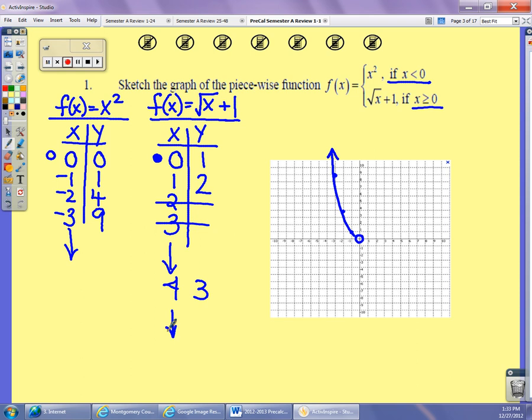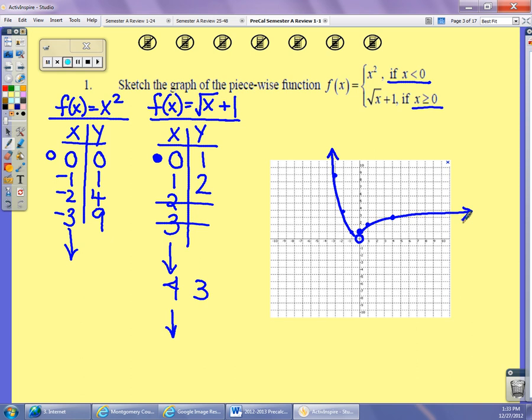We do know that this table continues, but we might as well work with values that are easy to work with. So at 0, I have a closed dot at 1. At x equals 1, I have a value at 2. And at x equals 4, I have a value at 3. Now remember, this was a square root graph, so we expect it to look just like that.